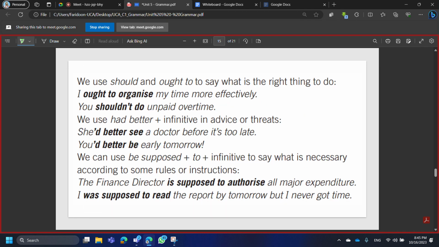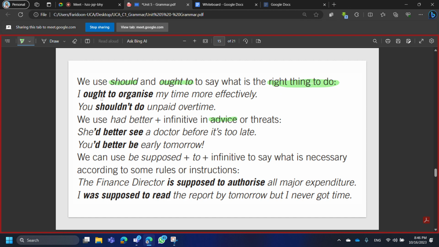Okay, we can also use should, and ought to, which is kind of the more formal brother of should, to say what is the right thing to do. So in a way, advice. We just call it advice, okay? We also have it in the other point in here, but just think of it. Advice and right thing to do, they're kind of the same thing.